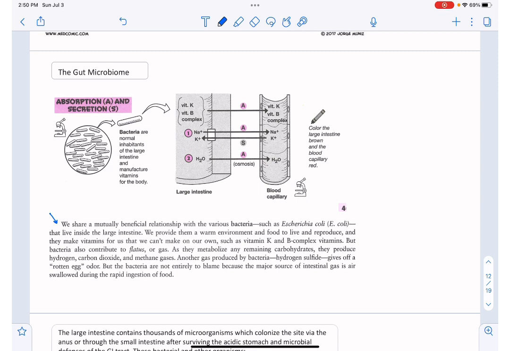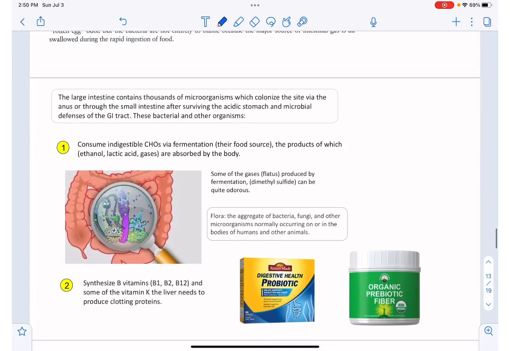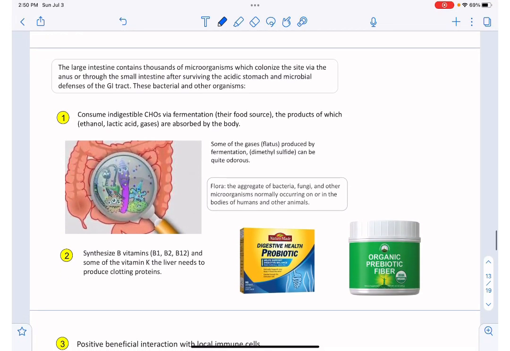And I want to talk about this because there's a lot of research coming out that's illustrating the importance of a healthy gut microbiome and the different physiological and pathological effects that can have throughout the body. And so I made a list of all the important things that the gut microbiome is doing.